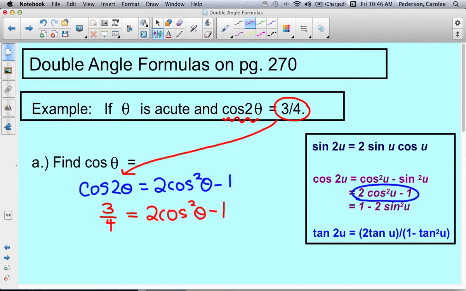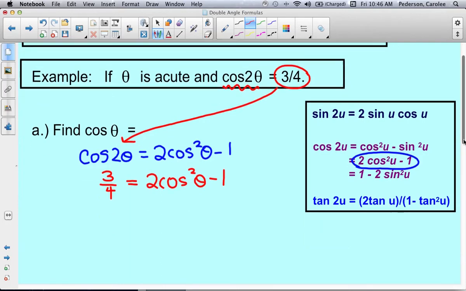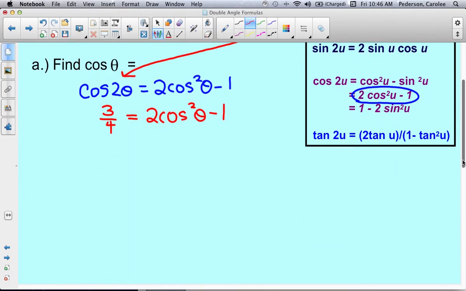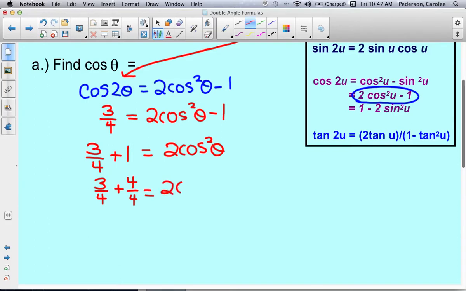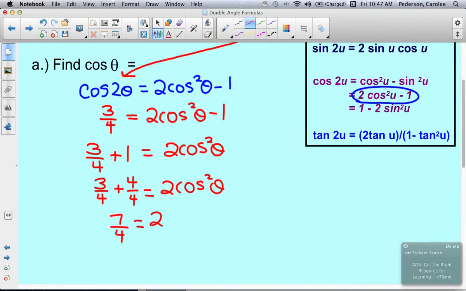Now what we're going to do is undo and solve for the cosine of theta. So let's first add 1 to both sides. That'll remove the 1 from the right side. 3/4 plus 1, I'm just changing that to 4/4. So we have 7/4 equals 2 cosine squared of theta.